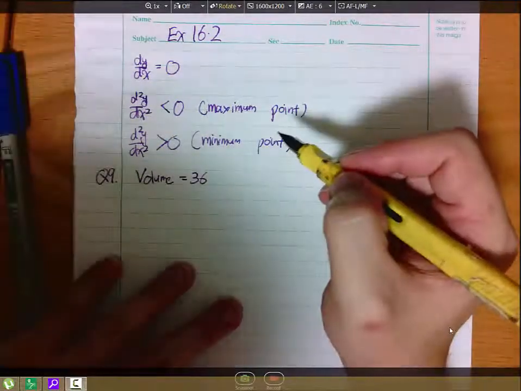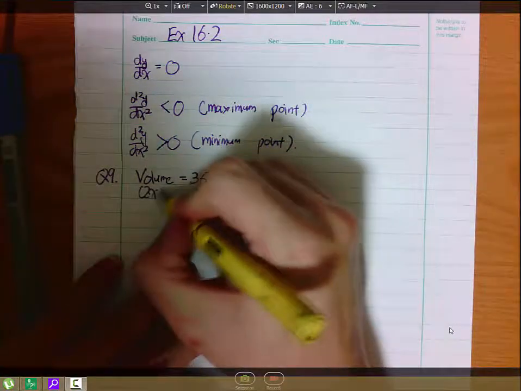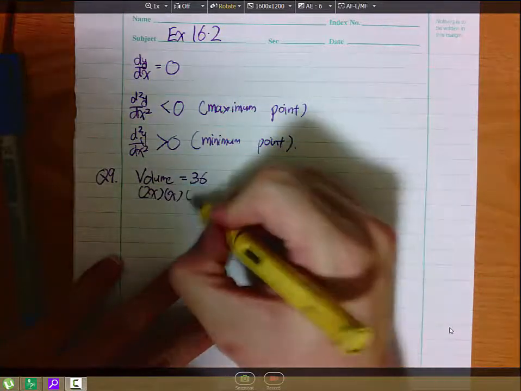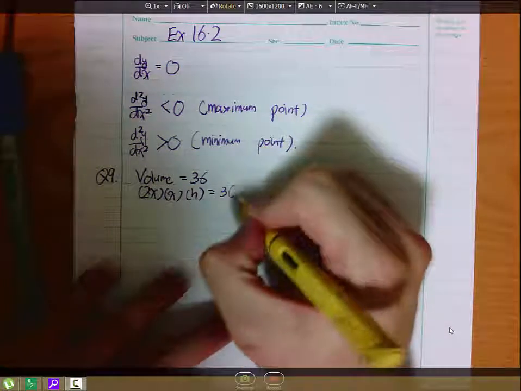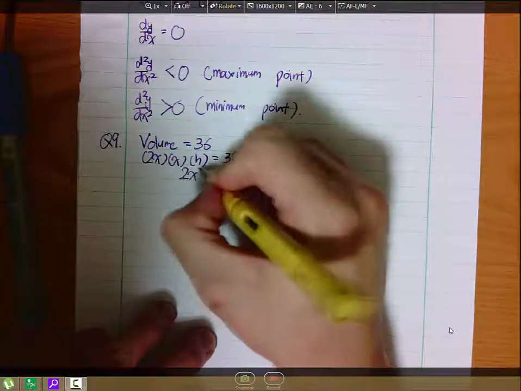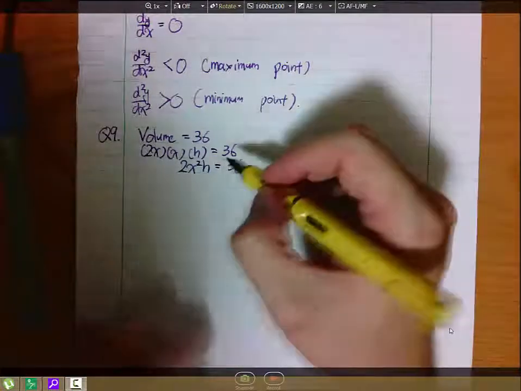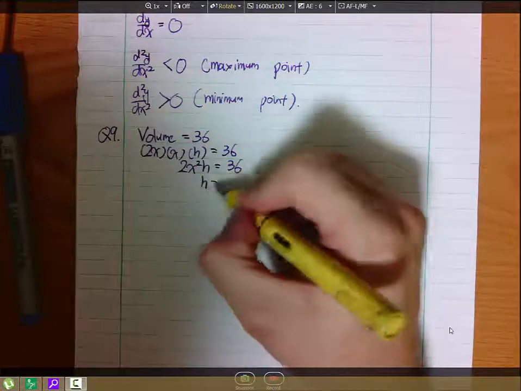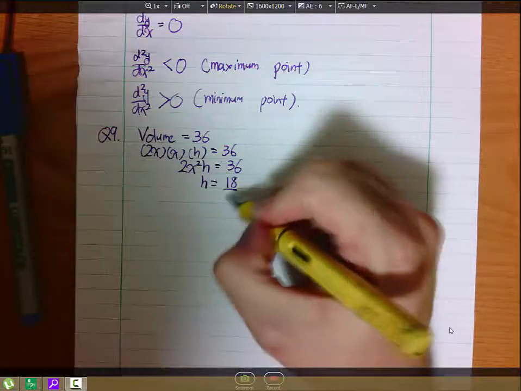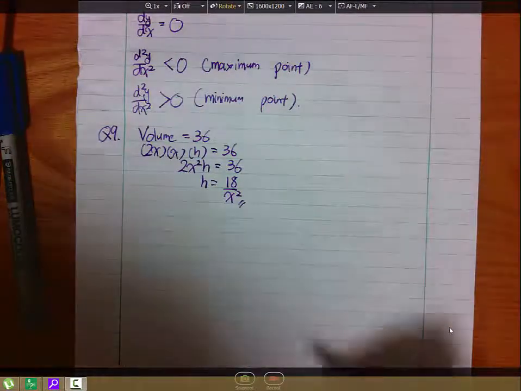Then they say to express h in terms of x, so we get length times breadth times height is equal to 36. If you simplify everything, 2x squared h equals 36. Since they want h to be the subject of the formula, h is equal to 18 over x squared. And that is the first part of it.